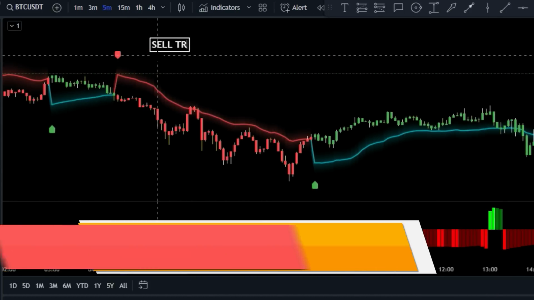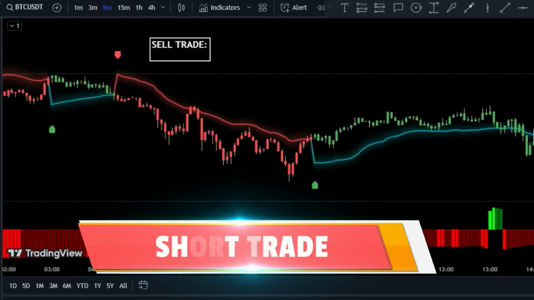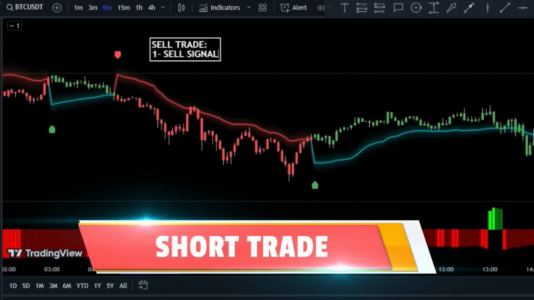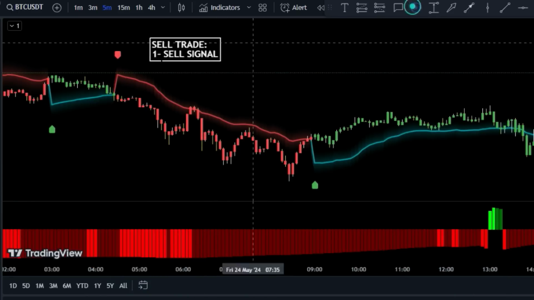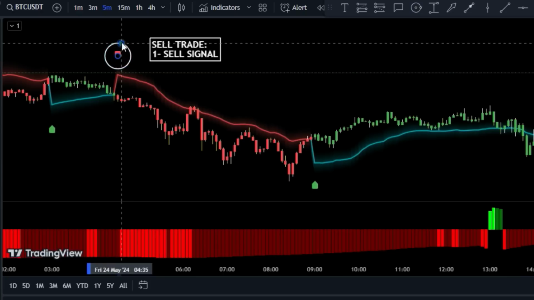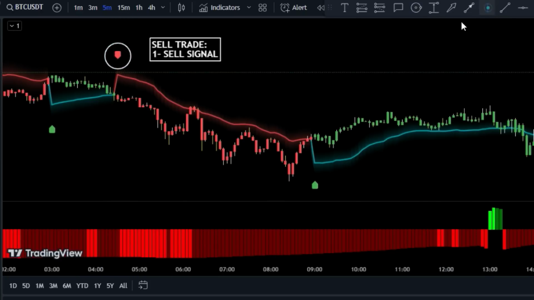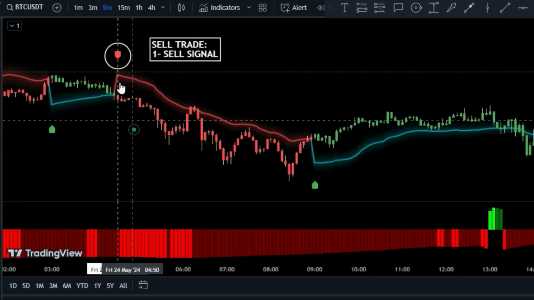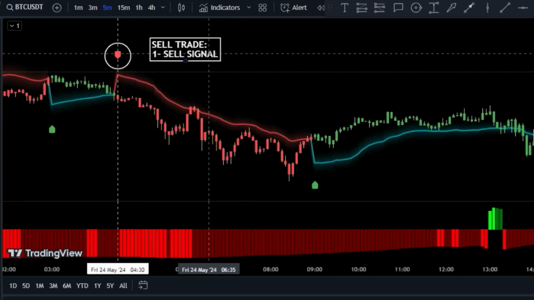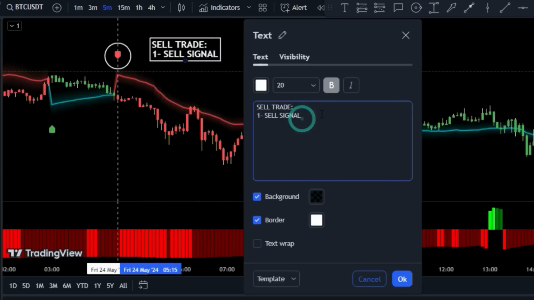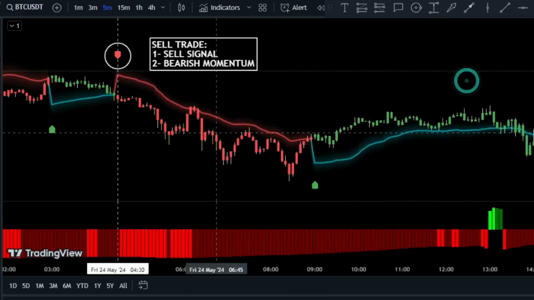Alright, let's talk about how to enter a sell trade using the same strategy. Just like before, we'll be using the RMI and the trend follower indicator to guide our decisions. Here's the process. First, keep an eye out for a sell signal on your TradingView chart. This is where the RMI indicator comes in handy. Once you see the sell signal, don't jump in just yet. We need confirmation from our buddy, the trend follower. If the trend follower shows red columns, that's a sign of bearish momentum in the market, just what we're looking for when selling.